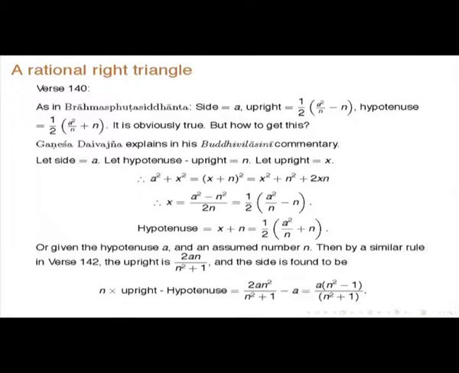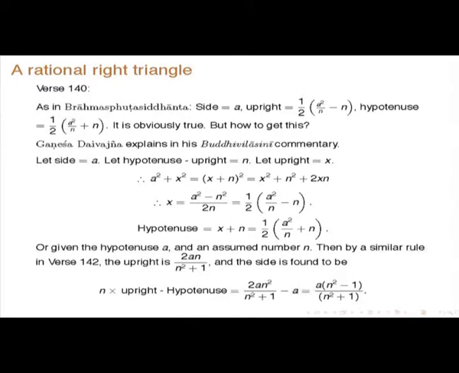So, a rational right triangle, for instance, suppose you have a side A, upright is half of a squared by n minus n, then hypotenuse is half of a squared by n plus n. Of course, it is obviously true because this square plus this square will be equal to this square, but how to get this? Where do you start from? So, Ganesha Daivajna explains in his famous Buddhivilasini commentary.